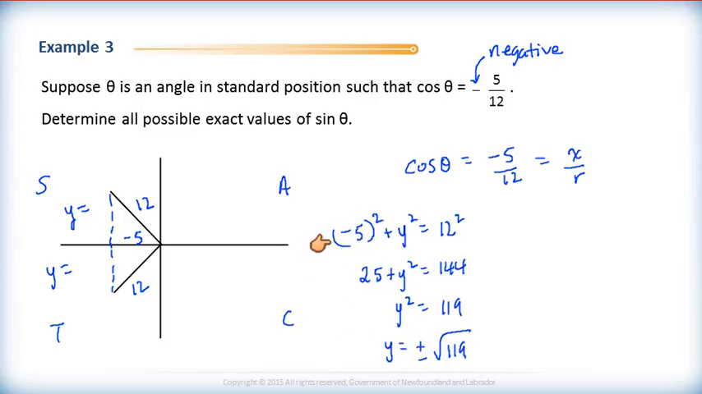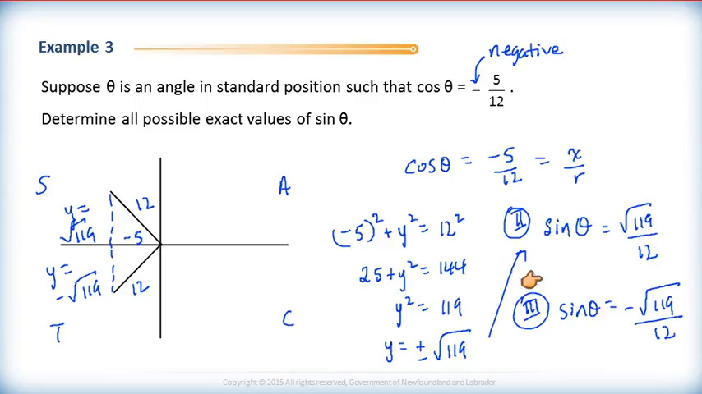Okay, I've done the Pythagorean theorem work. Negative 5 squared plus y squared equals 12 squared. Working it on down, you get two possible values for y. Positive square root of 119 or the negative square root of 119. The positive one goes in the second quadrant and the negative one goes in the third quadrant. That gives us enough information to find the possible exact values of sine theta. So I've quickly done those here. Sine theta in quadrant 2 is positive root 119 over 12. And in quadrant 3, it's the negative square root of 119 over 12.